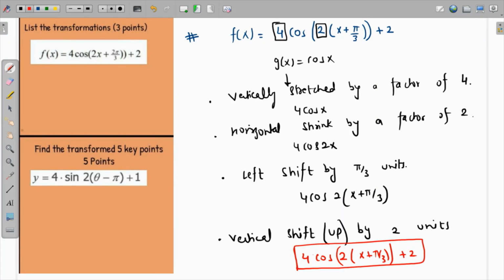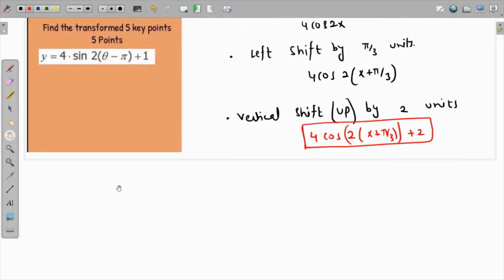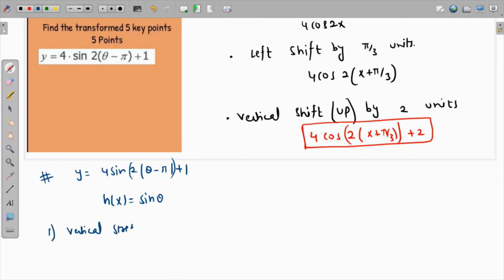All right, so this is the first one, and likewise we have to do it for the second one as well. We have to list all the transformations. So y is equal to 4 times sine of twice theta minus pi, plus 1. Once again, this is already in the correct format, so we'll start with its parent function h of x, which is sine theta. The first transformation is a vertical stretch by a factor of 4 to give us 4 sine theta.